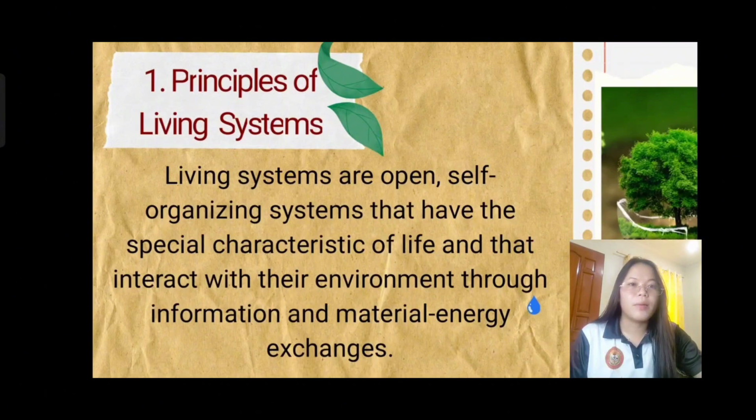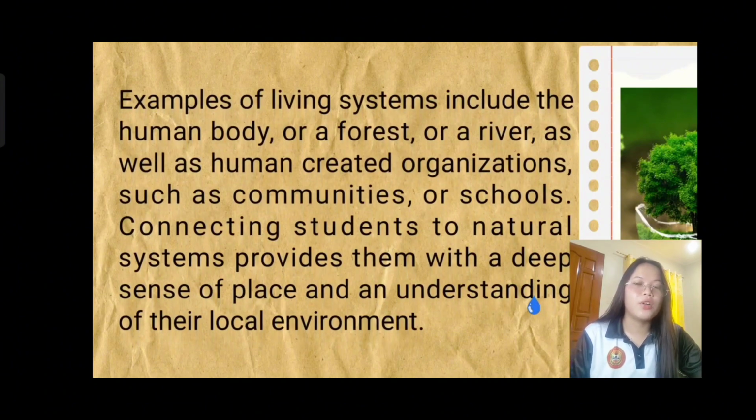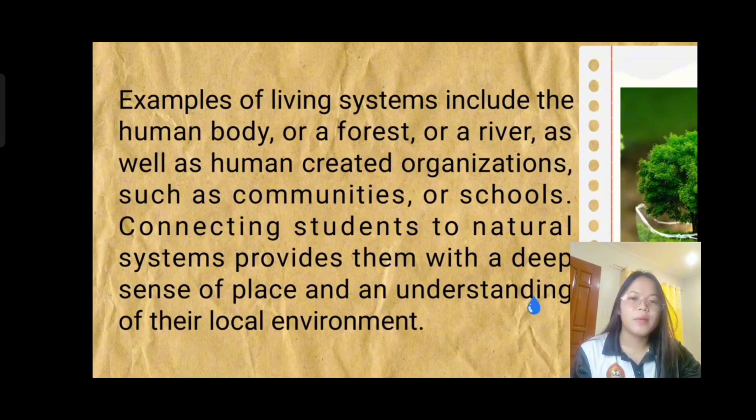And the last one is the examples of living systems. So it is under the principles of living systems also, the examples. So what are these examples? Examples of living systems include the human body or a forest or a river, as well as human created organizations such as communities or schools. So the examples of living systems include human body, forest, river, as well as human created organizations.